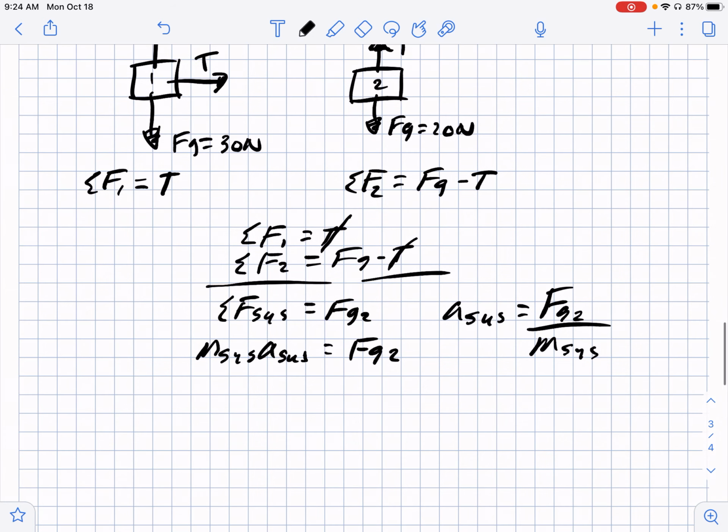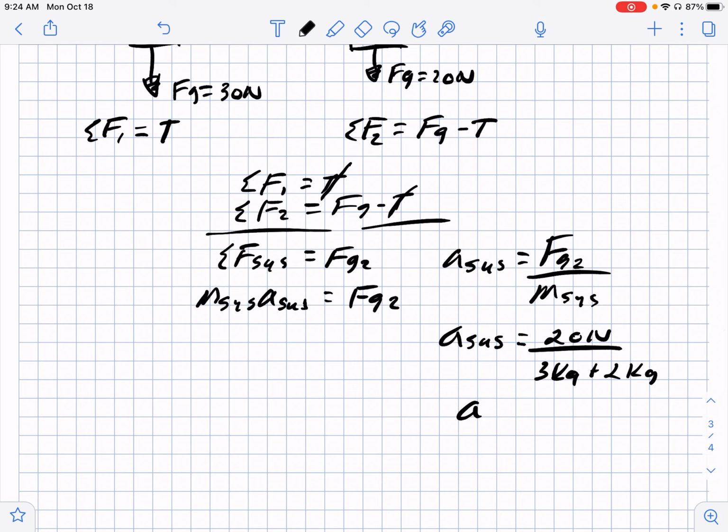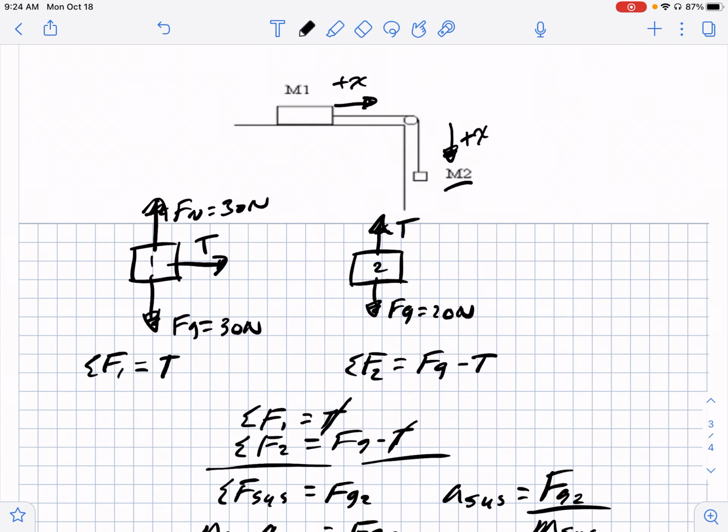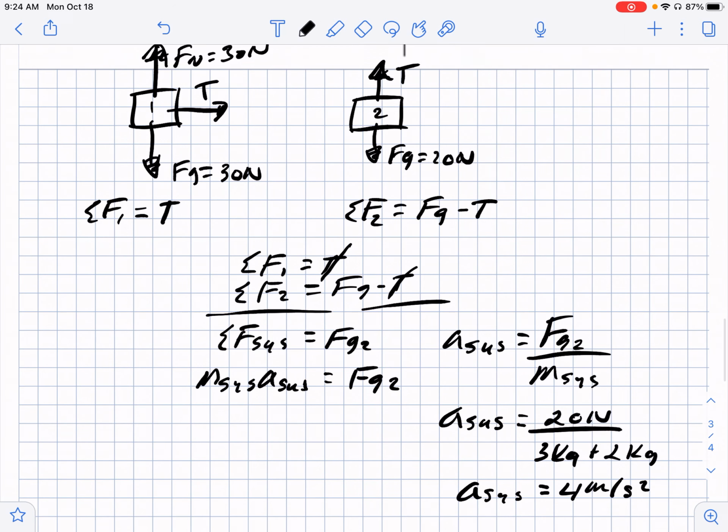Now we can plug in our numbers. And the weight of block 2 was 20 newtons. And then we had a 3 kilogram block plus a 2 kilogram block. So 20 divided by 5, your acceleration is equal to 4 meters per second squared. So now we have the acceleration of our system, and we can go in and solve for that internal force of the system, which was my tension. And looking at my two net force equations, this one is probably going to be the easier one to work with to solve for the tension faster.